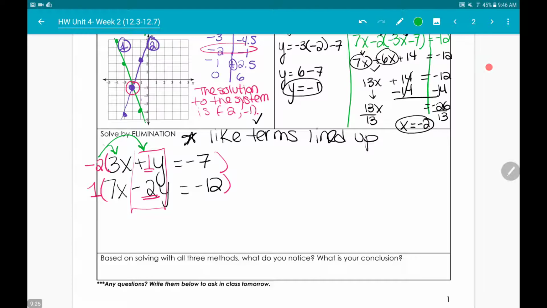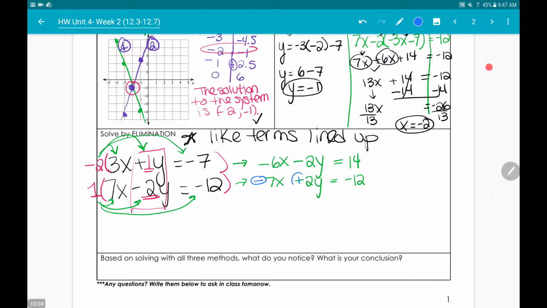Okay, so now that we've identified our coefficients, we're going to go ahead and use the distributive property to create new equations. So I have -6x minus 2y equals -7. Oh, not -7. Positive 14. And the next one I'm multiplying by 1, so it just stays the same. All right, but we need one of our equations to be opposite. So I'm going to just change all my signs. This was a positive. Now I'm going to make it a negative. This was a negative. Now I'm going to make it a positive. This was also negative. Now I'm going to make it a positive.